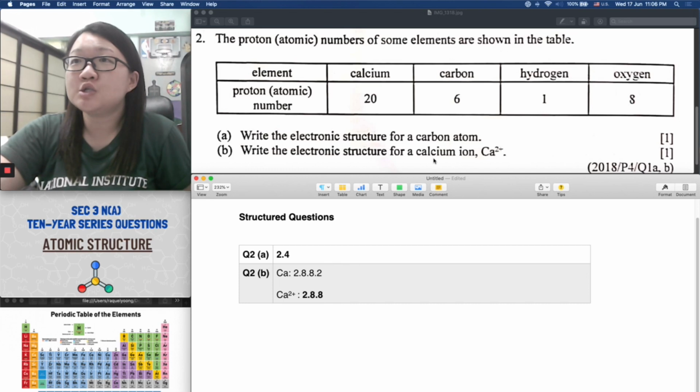But the question asks you for the calcium ion, which is Ca2+, meaning it would have lost 2 electrons to form Ca2+. Precisely, it is these 2 valence electrons that calcium will lose in order to form the stable octet electronic configuration which Ca2+ has, which is 2.8.8. So that is your answer for part B.